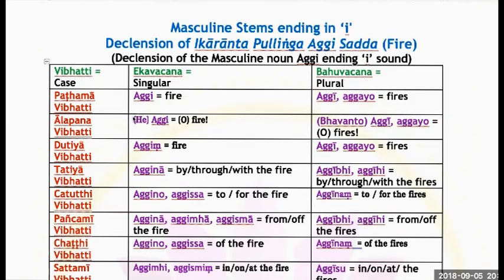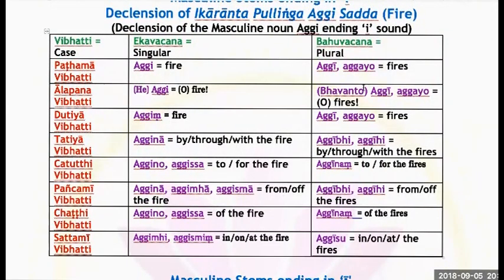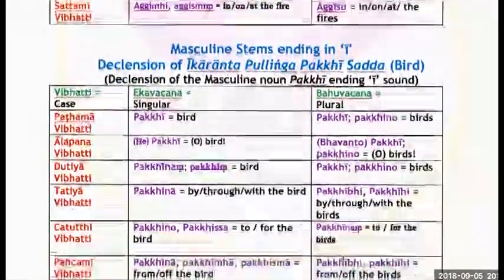We decline this as Aggi, Aggi, Aggayo. He Aggi, Bhavanto Aggi, Aggayo. Aggim, Aggi, Aggayo. Aggina, Aggibhi, Aggihi. Aggino, Aggissa, Agginam. Aggina, Aggimha, Aggismа, Aggibhi, Aggihi. Aggino, Aggissa, Agginam. Aggimhi, Aggismim, Aggisu. And just try to compare this one with the long I.